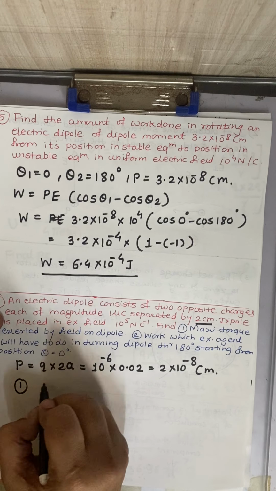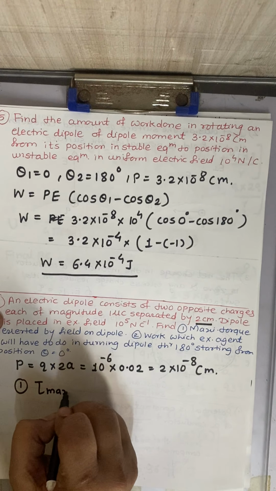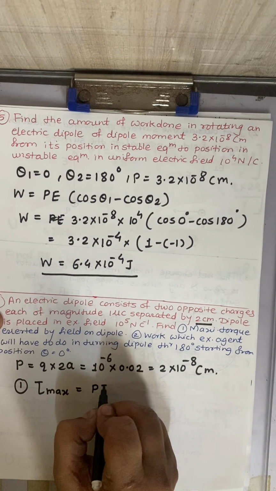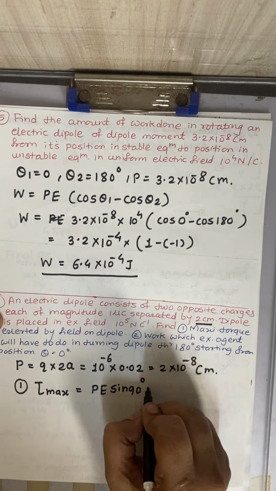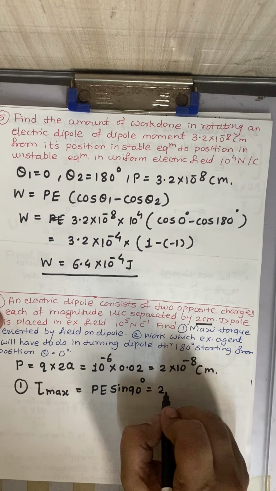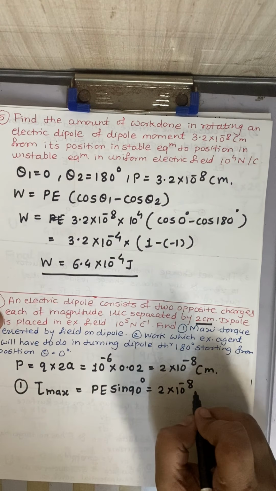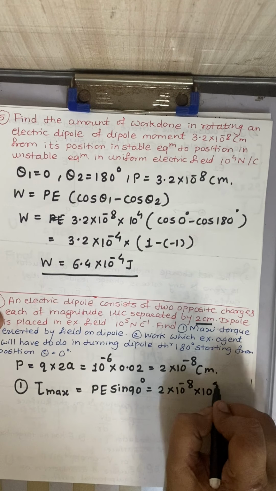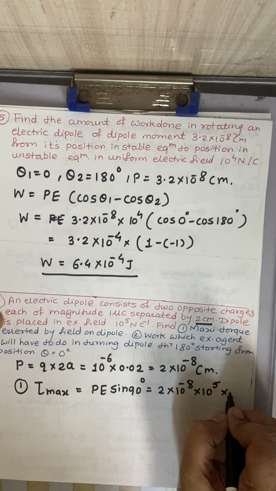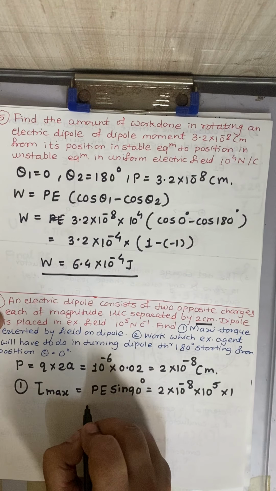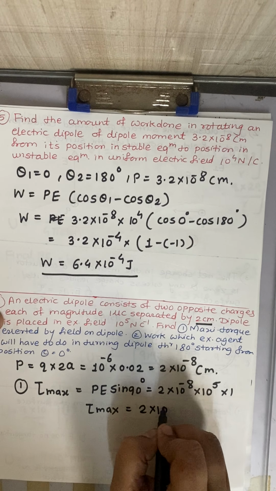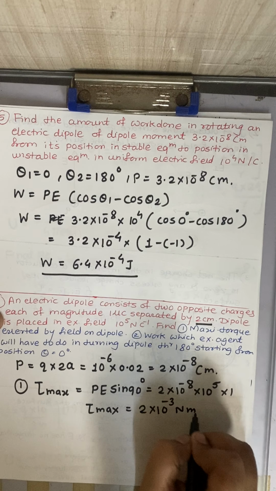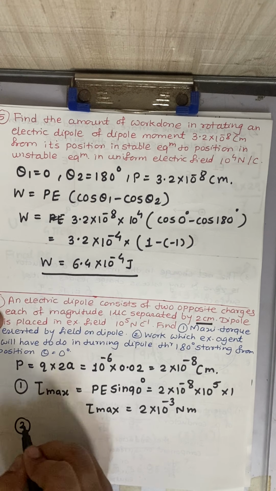First we will find the maximum torque. PE sin 90 is the maximum torque condition. So 2 into 10 raised to minus 8 into the field 10 raised to 5 multiplied by sin 90. So tau maximum is equal to 2 into 10 raised to minus 3 Newton meter. This is the maximum torque exerted.